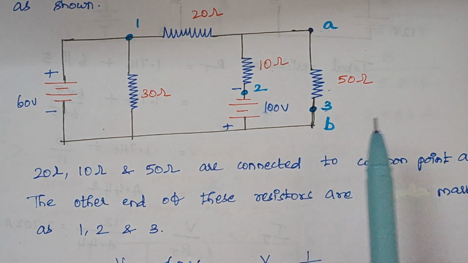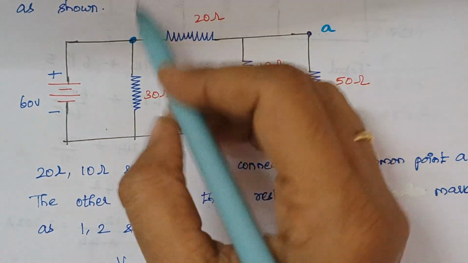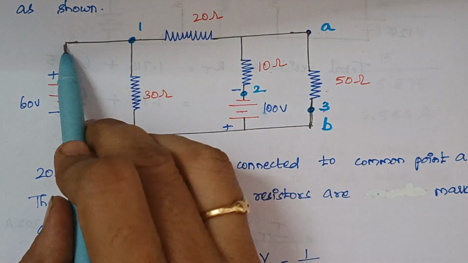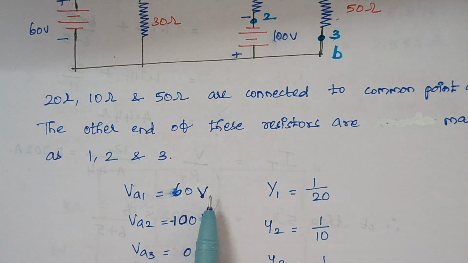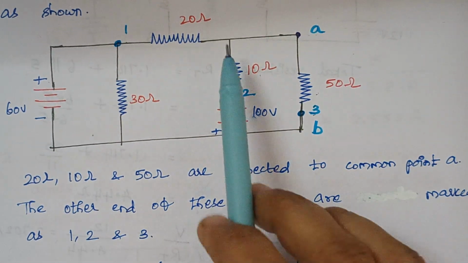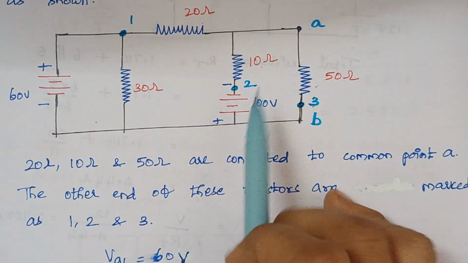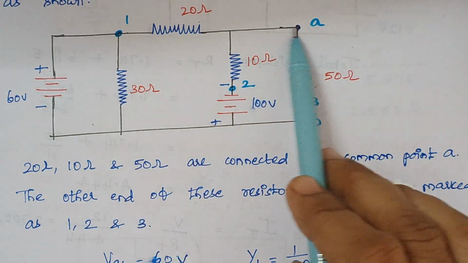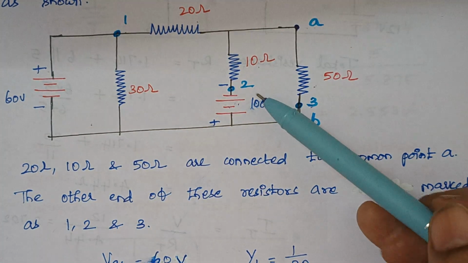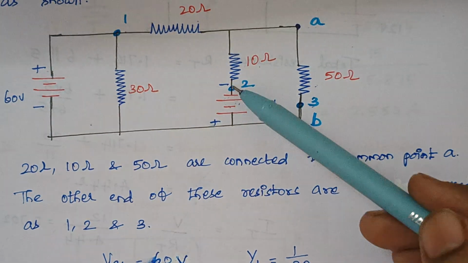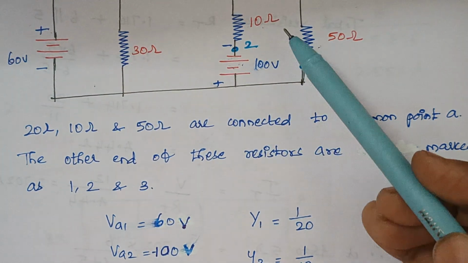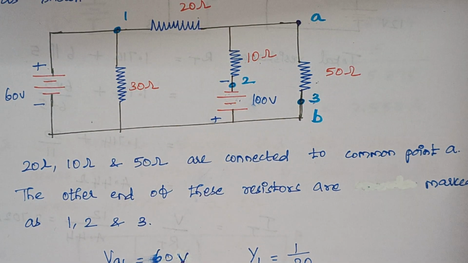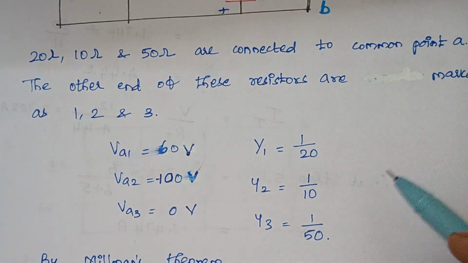So first write down the voltage VA1. VA1 is this terminal 1, which is connected with the positive side of the 60 volt source. So VA1 is 60 volts. And Y1 is nothing but the admittance, which is 1 by 20. The next thing is VA2. This terminal is connected with the negative polarity of the 100 volt source. Therefore, VA2 is minus 100 and the respective value of Y2 is 1 by 10. Again, when you look at VA3, there are no voltage sources. Therefore, it is 0 and the value of Y3 is 1 by 50.